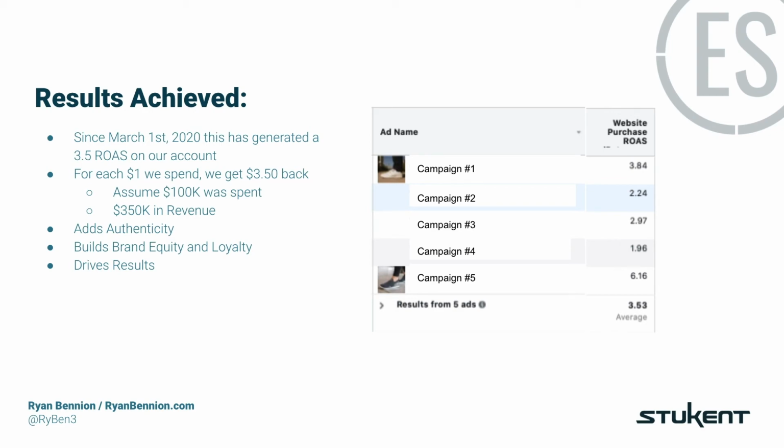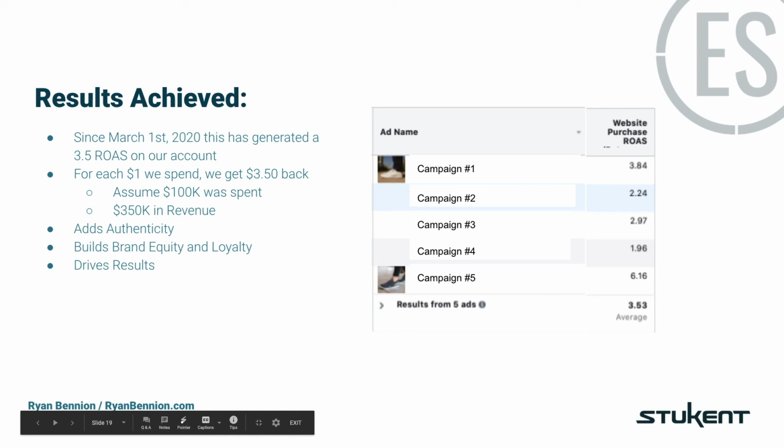So it's working, right? It's making a huge dent, and it's creating not only sales, which is very important, right? We all want revenue at the end of the day. It's also helping you increase your margins because you're not having to spend a ton of money paying influencers large amounts of money, and it's also adding authenticity to your brand, adding that brand equity, keeping customers loyal so that they come back and continue to purchase more.